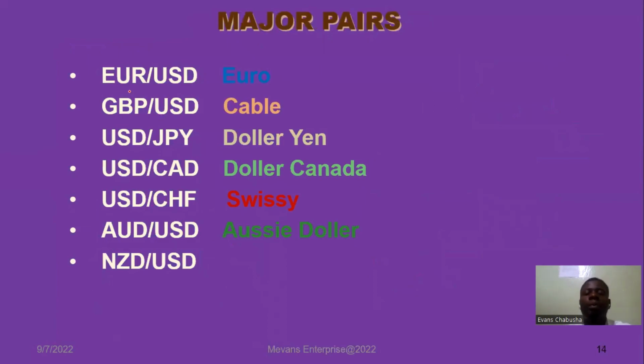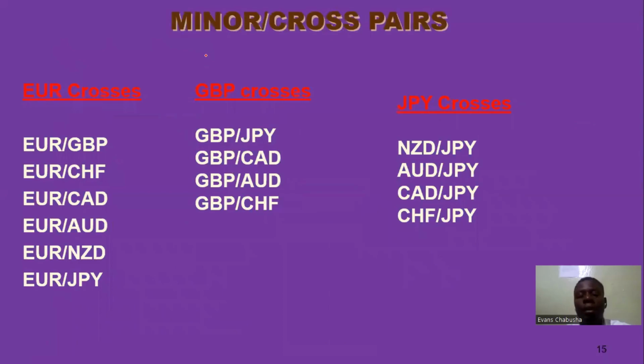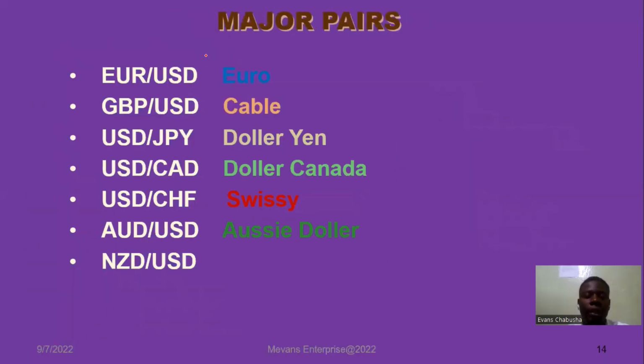So these are the major pairs that we have: 1, 2, 3, 4, 5, 6, 7. The Euro USD, in short, can just be called the Euro. GBP USD is also called the cable. USD JPY, the dollar yen. USD CAD, dollar Canada. USD CHF, that is the Swiss. AUD USD, that is the Aussie dollar, and the New Zealand dollar versus US dollar.